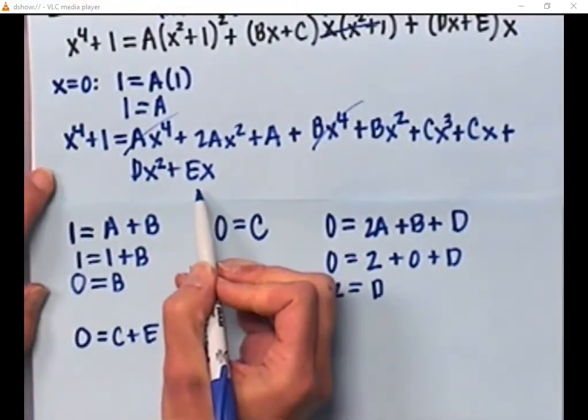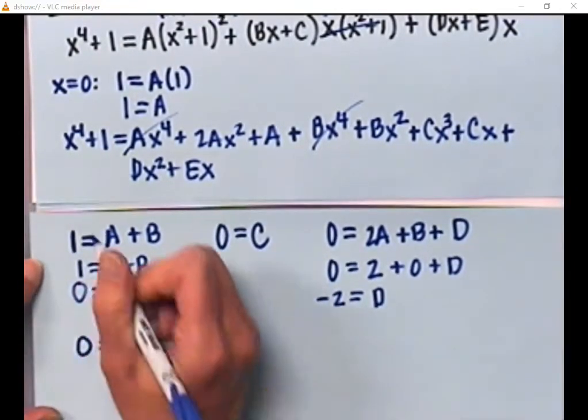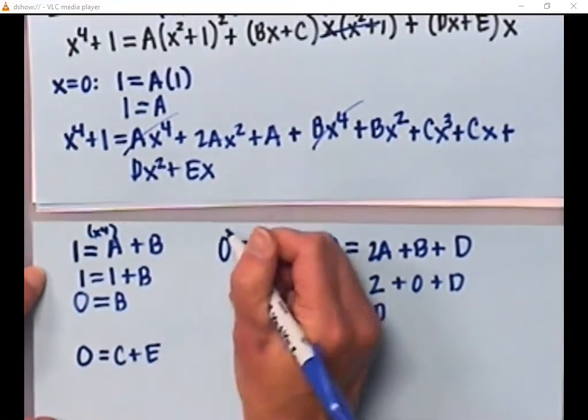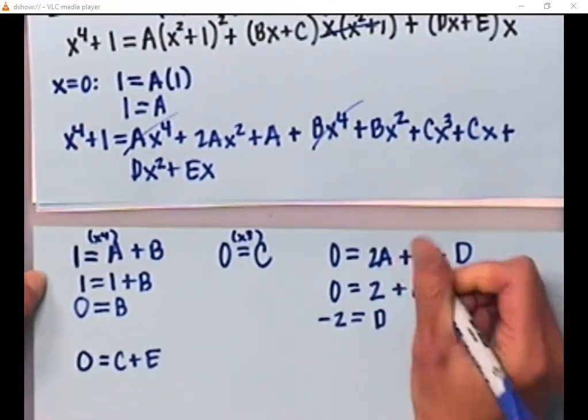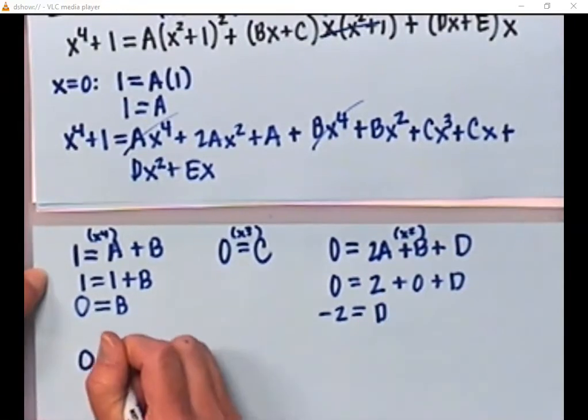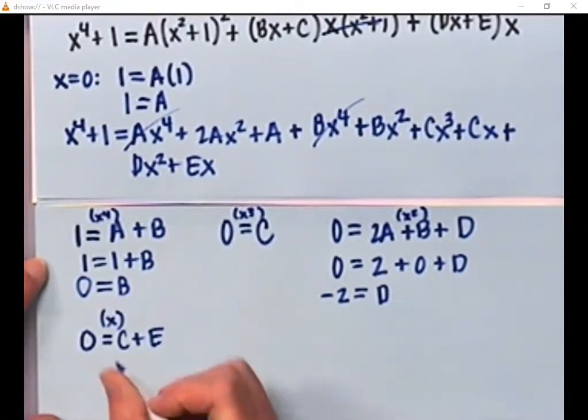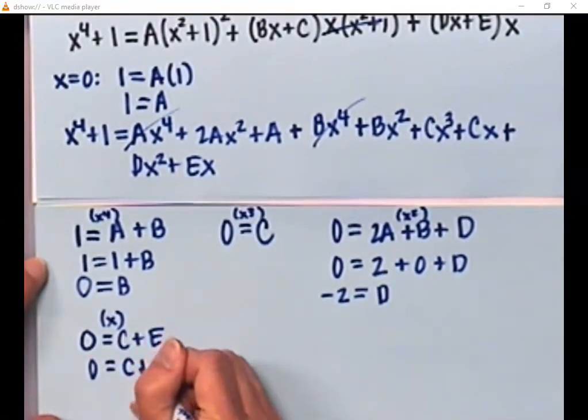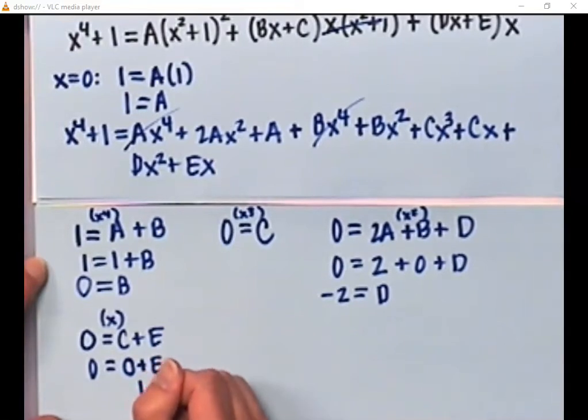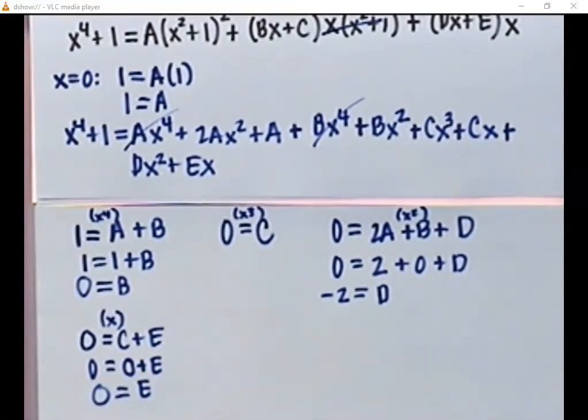So now I'm looking at the x terms. This was from x to the 4th, in case you forget. This was from x cubed. This one from x squared. Now I'm looking at the x coefficients. So if 0 equals c plus e, what was c? 0. What does e have to be? 0. I love it when we get lots of zeros.